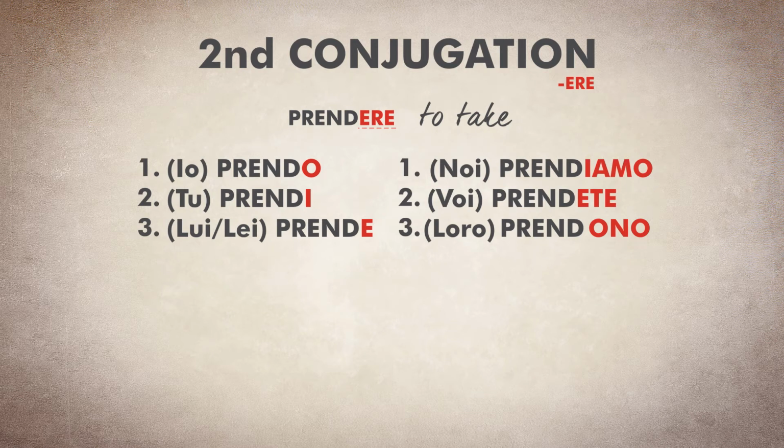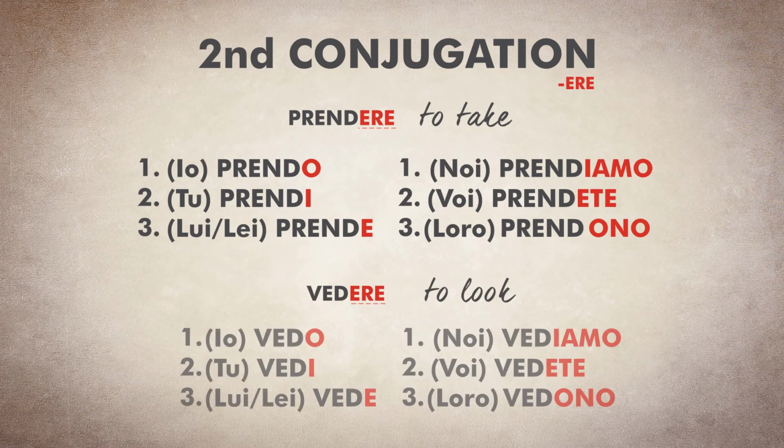Iamo for the first person plural. Prendiamo. Ete for the second person plural. Prendete. And ono for the third person plural. Loro prendono. Io prendo, tu prendi, lui, lei prende, noi prendiamo, voi prendete, loro prendono. Let's try with another one. Vedere, to look, to watch. Io vedo, tu vedi, lui, lei vede, noi vediamo, voi vedete, loro vedono.